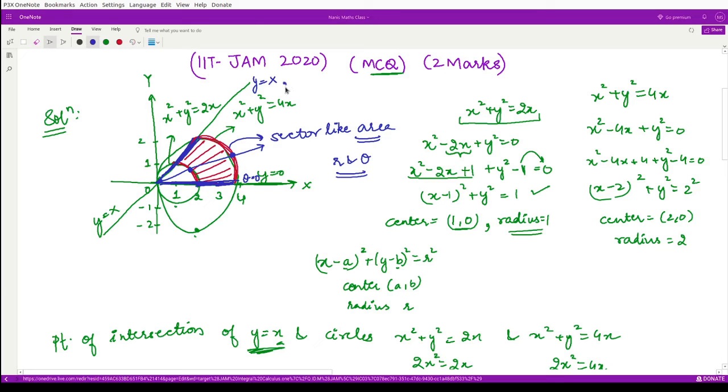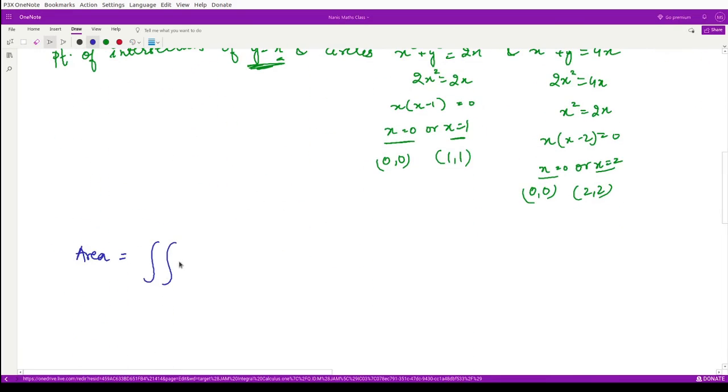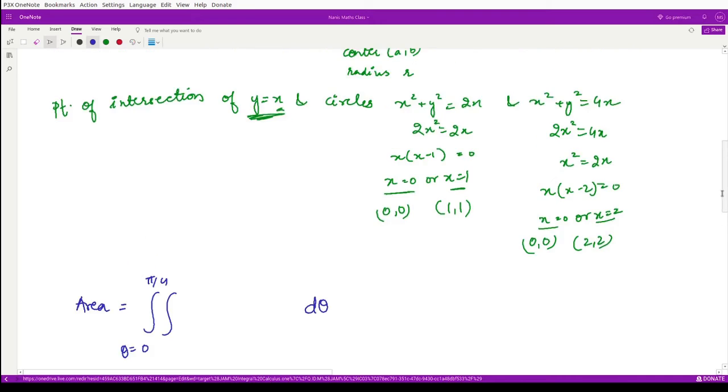If you remember, for this line theta is always equal to pi by 4, because what is theta? Theta is tan inverse of y by x, and here y and x they are equal, so you have tan inverse of y by y. That means tan inverse of 1. Tan inverse of 1 is pi by 4. So here this makes an angle pi by 4 with this line. So obviously the limits for theta vary from 0 to pi by 4. So this is done.